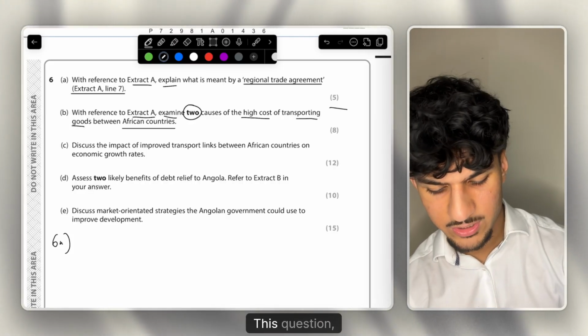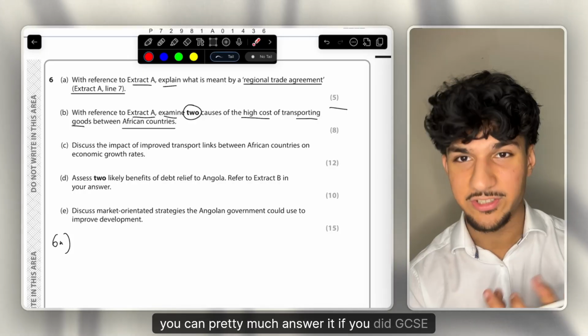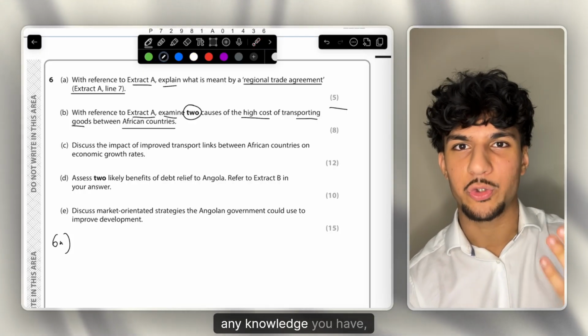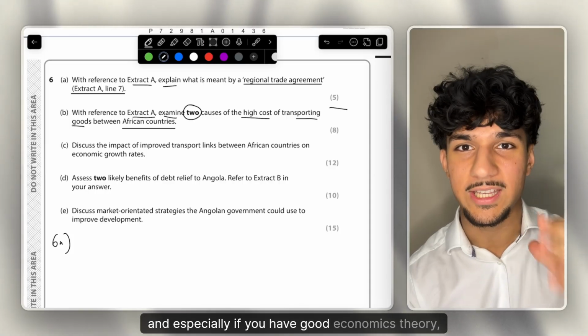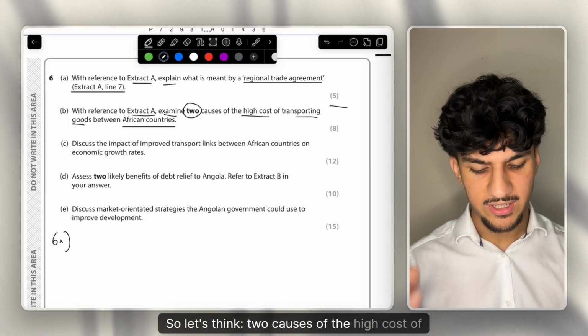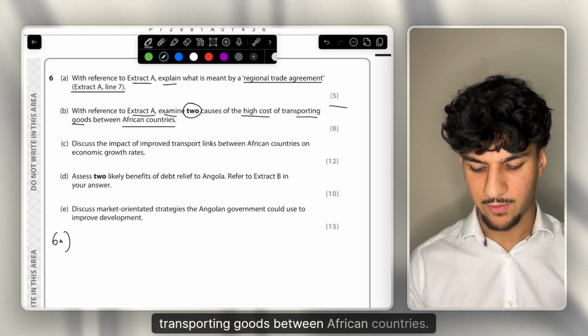And this is what I mean. This question, you can pretty much answer it if you did GCSE geography. And of course we are going to use the extracts, but any knowledge you have, and especially if you have good economics theory, it's such an easy question. So let's think. 2 causes of the high cost of transporting goods between African countries.